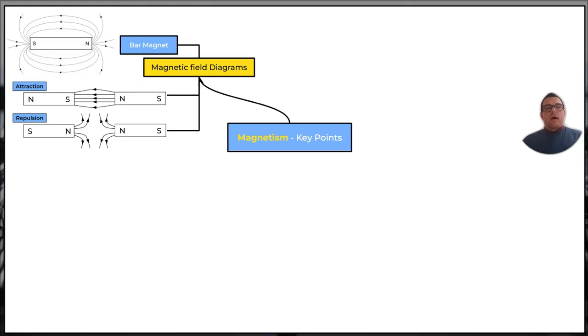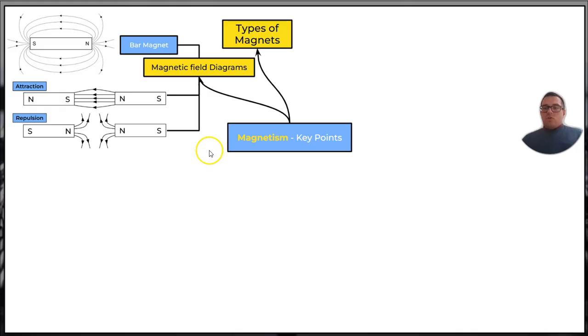Obviously because this diagram is north against north, all of the arrows point out of the end of the magnet. If this diagram was changed to a south and a south, again that would be repulsion, but the arrows would be pointing inwards. So that diagram would effectively be the same, but the arrows would be pointing in rather than out.